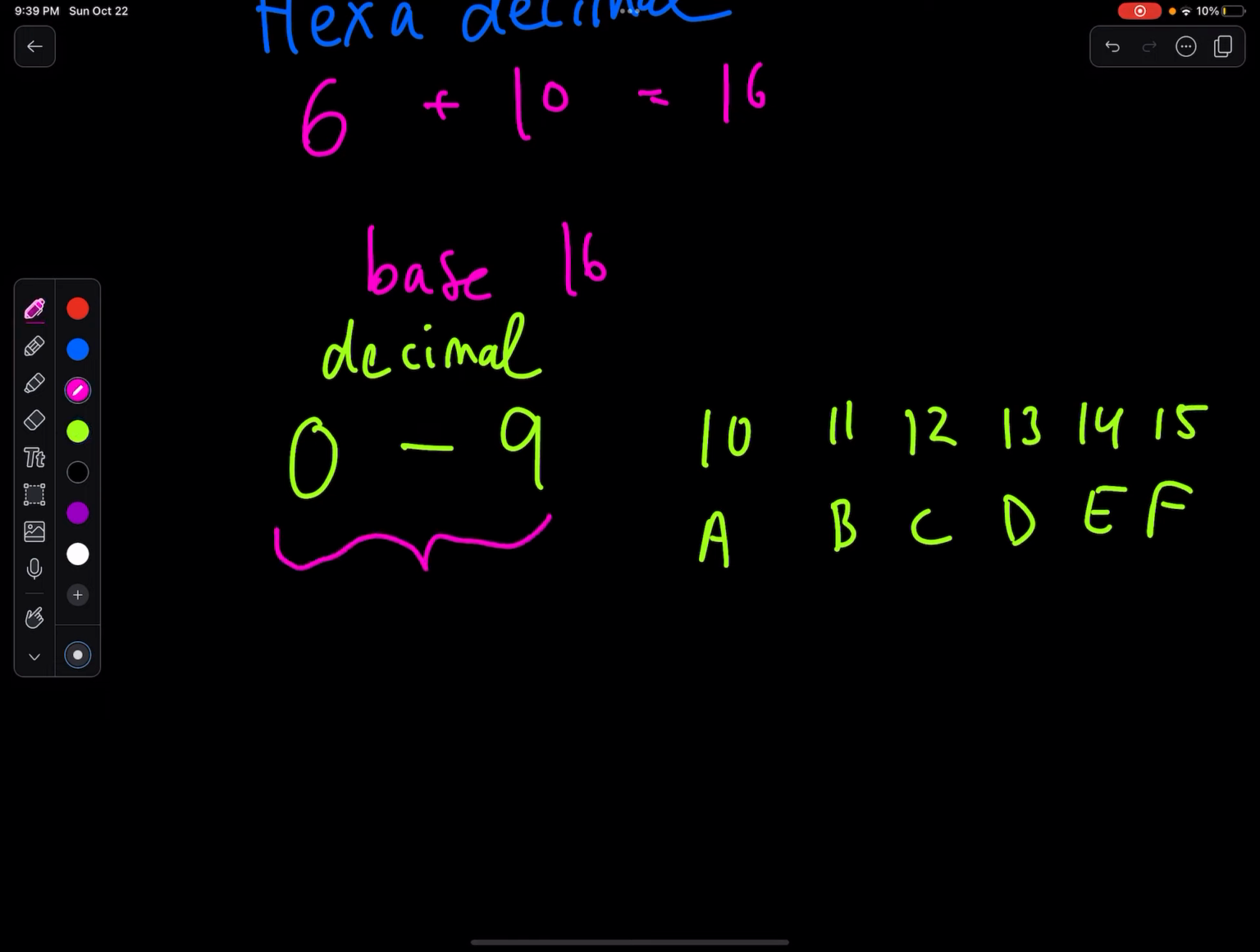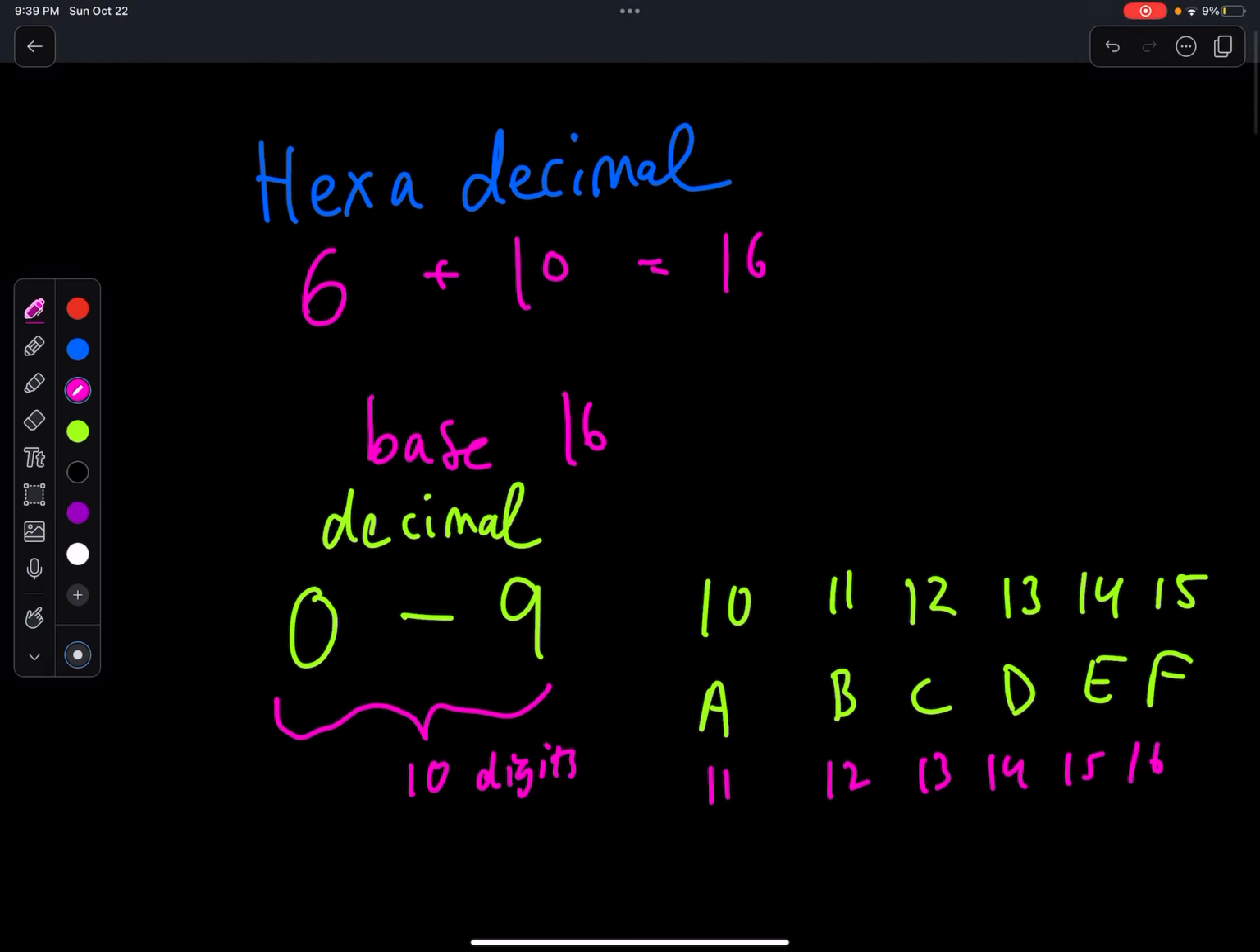Well, keep in mind, 0 through 9, those are 10 digits. Then we have the 11th, 12th, 13th, 14th, 15th, and 16th digits. Okay, so a little bit of subtlety there. We were going 0 through F, which is 16 characters in total that we're going to work with in hexadecimal.